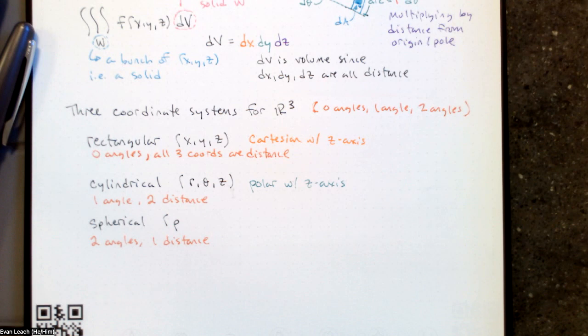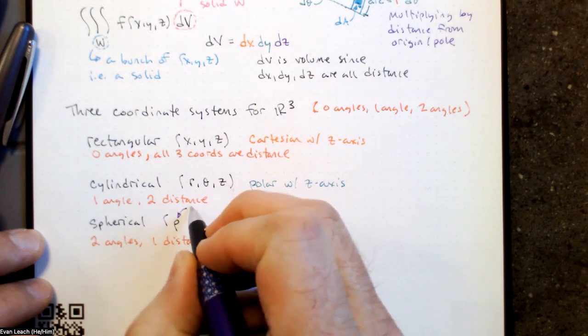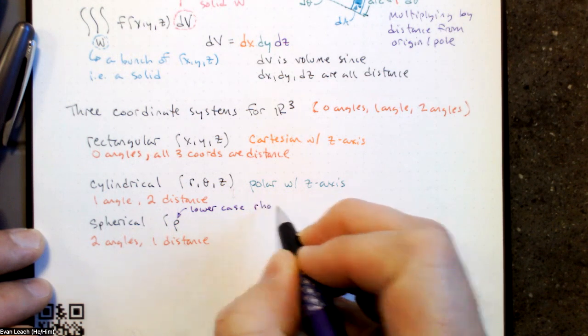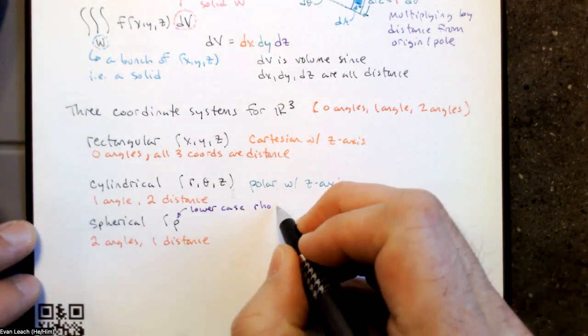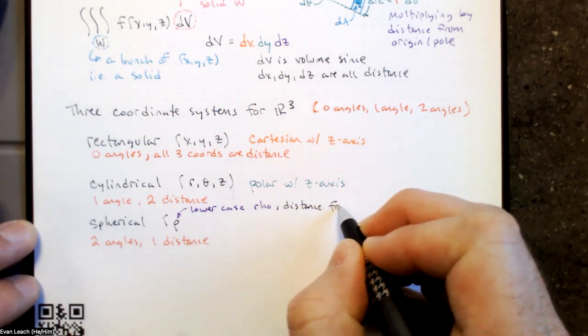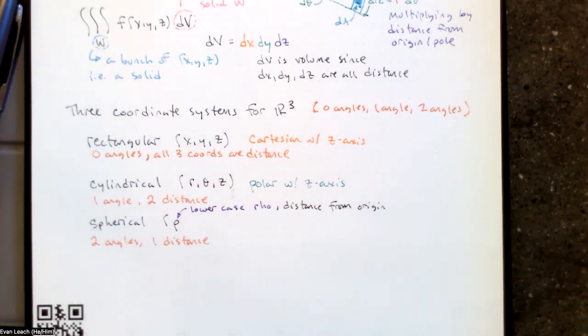So this is a lowercase rho. That one is the distance. This is the distance from the origin. That's the distance one. The other two are angles. The other two coordinates in spherical coordinates are angles.